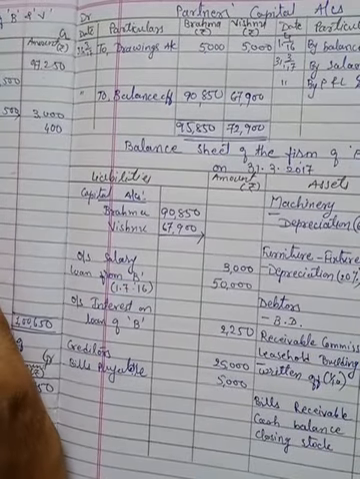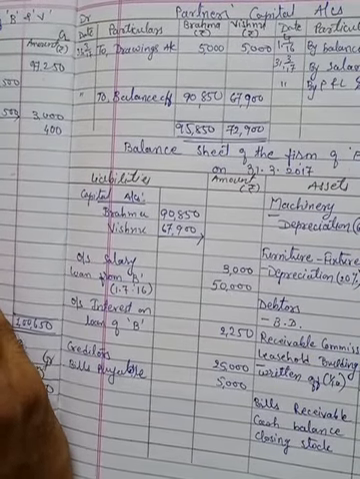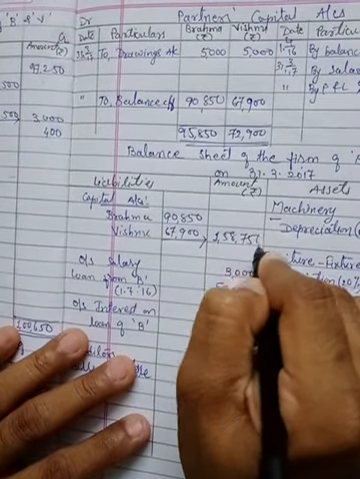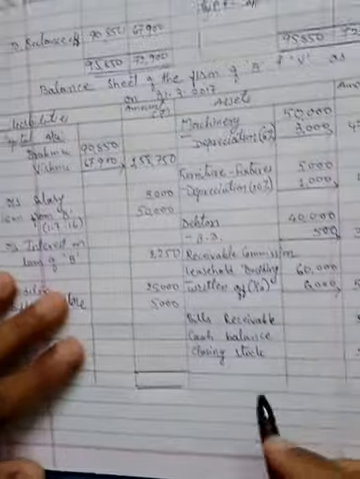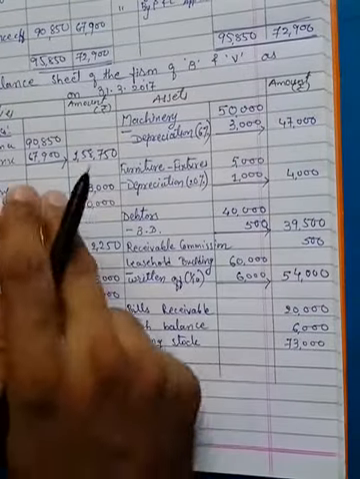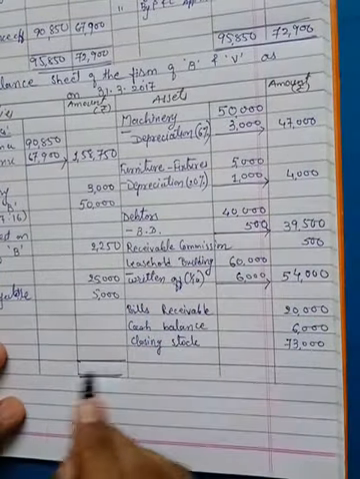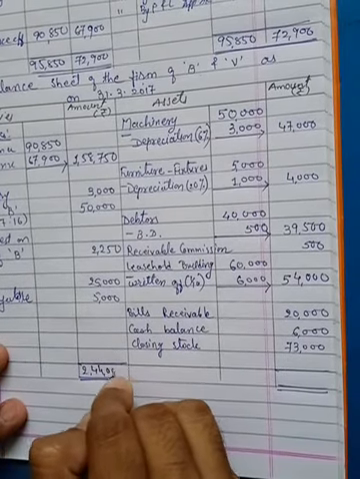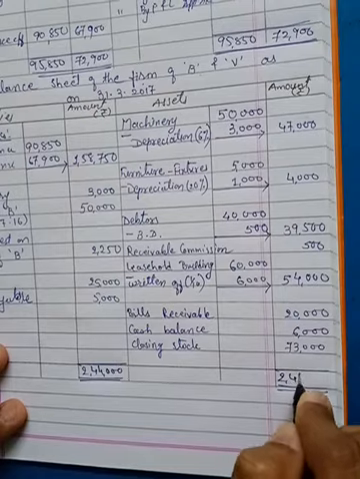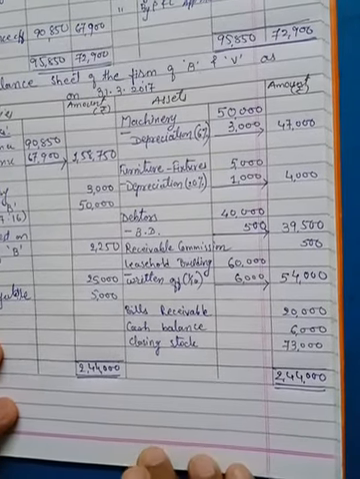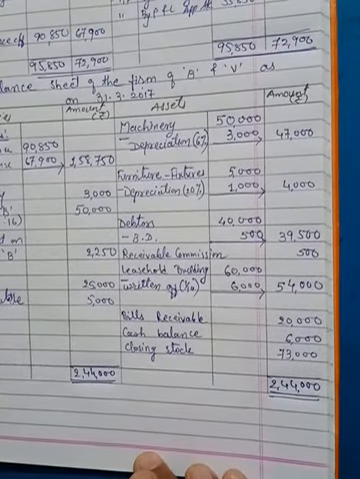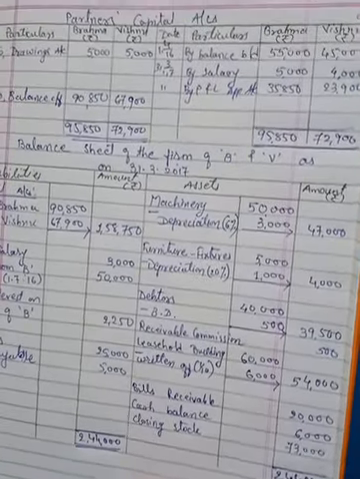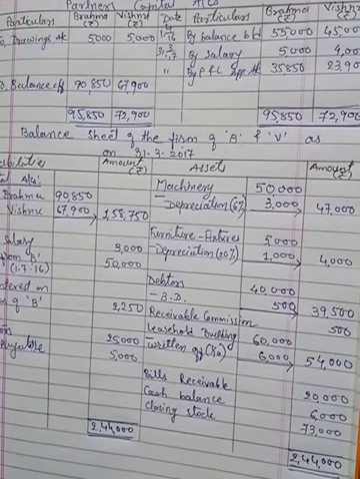So total capital will be 1,58,750. And now we'll add up these values, liabilities total and assets total, and that total you should get equal. According to the values I already have, the total comes to 2,44,000 on both sides. So that is how the final account sums can be solved regarding this partnership firm.